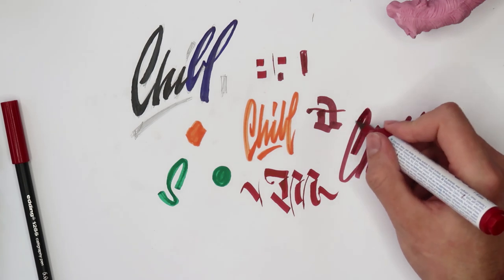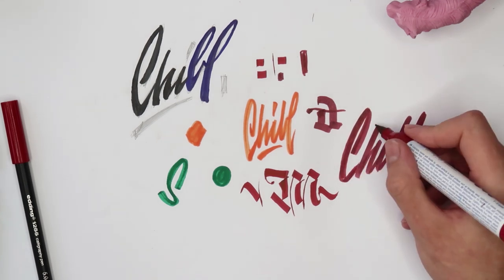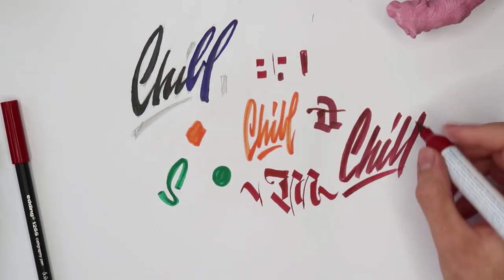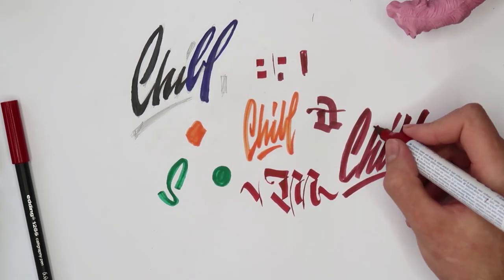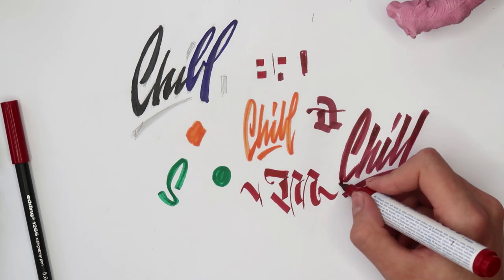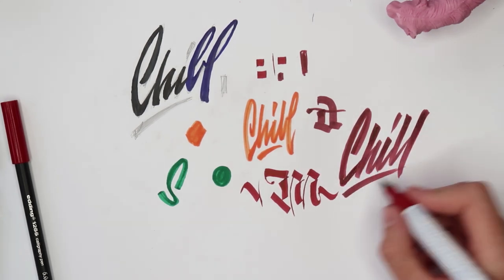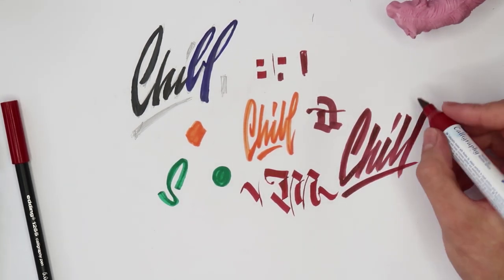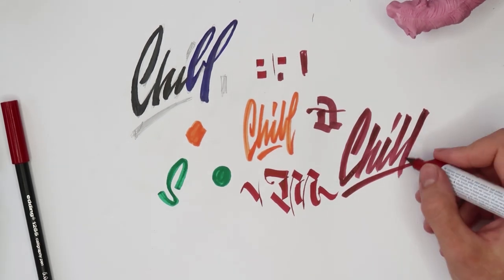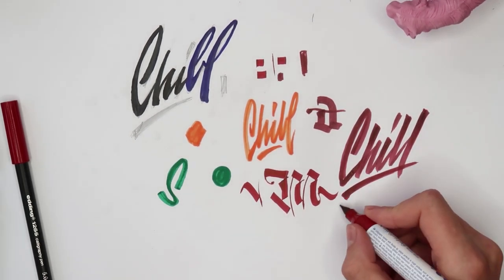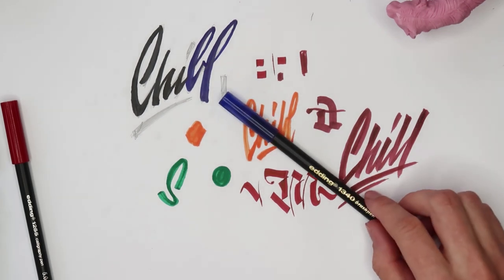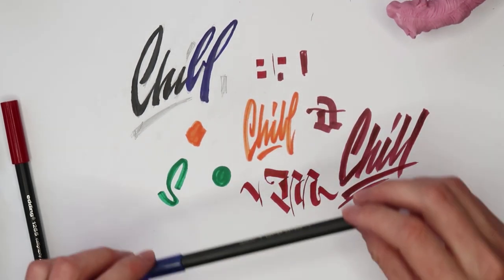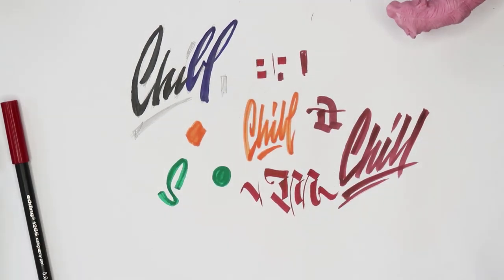Oh, C is not perfect, but we can fix it. Yeah. So it has some nice texture, and I really like to use it for something grungy. Okay, let's change the paper now, and I will tell you about the brush pens.